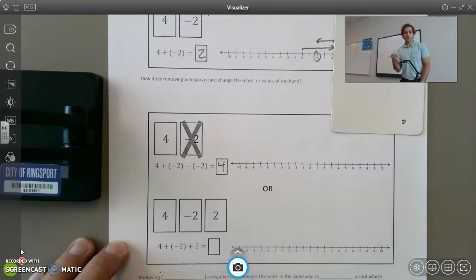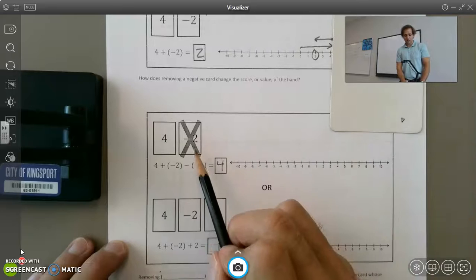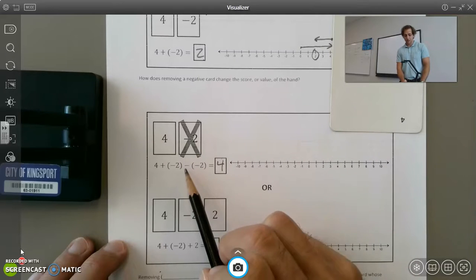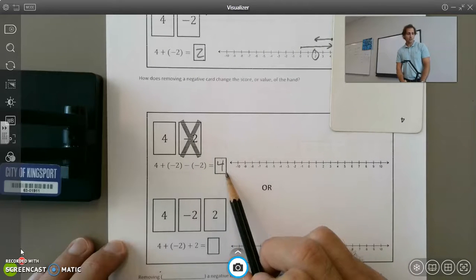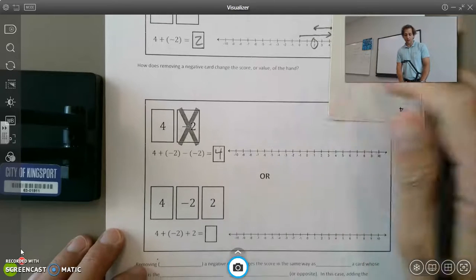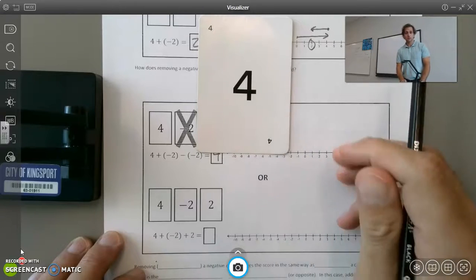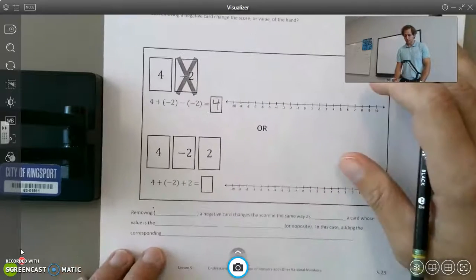So in all of your years of math, when you've been saying subtract means to make things smaller, not always. Because in this case, we are subtracting a negative, and our sum, well, in this case, difference, our value of our hand becomes greater. It increases. Okay? All right.